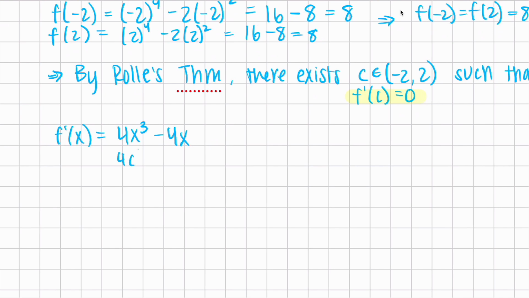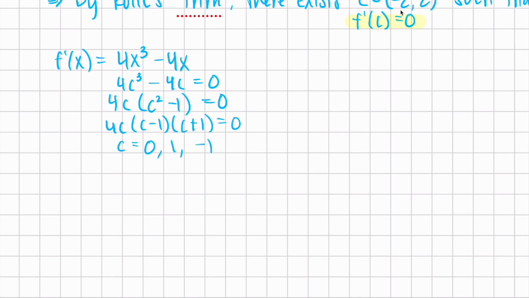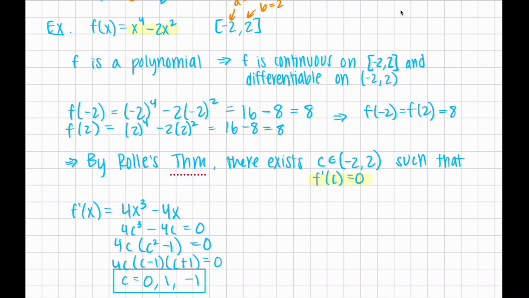Let's set our first derivative equal to 0, and the result of that is going to be the c that is guaranteed. So let's factor. Okay, so we're going to get c equals 0, 1, and -1. So these are the three values. I actually have three values for this problem that are guaranteed by Rolle's theorem in this case. So here's an example.